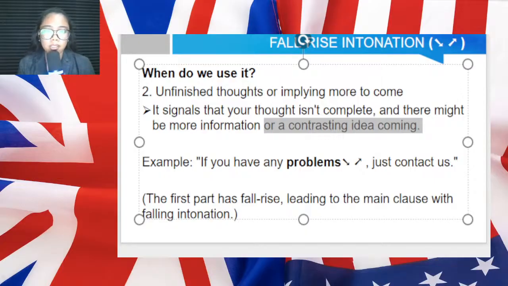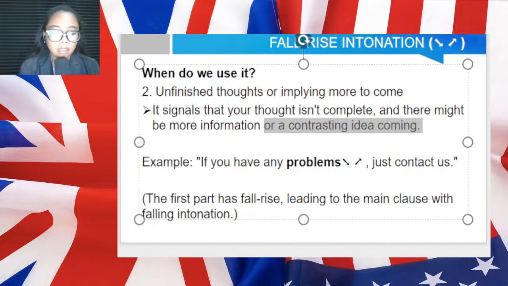Now let's look at the example on the slide. Okay? The example: if you have any problems, just contact us. Again, if you have any problems, just contact us. So here, you see the full rise in the word problems. I highlighted that one. Now here, your voice goes down on prob and then sweeps up on lems. Again, it goes down on prob, which is our first syllable, and then it rises on lems, which is our second syllable. Okay? Why here?